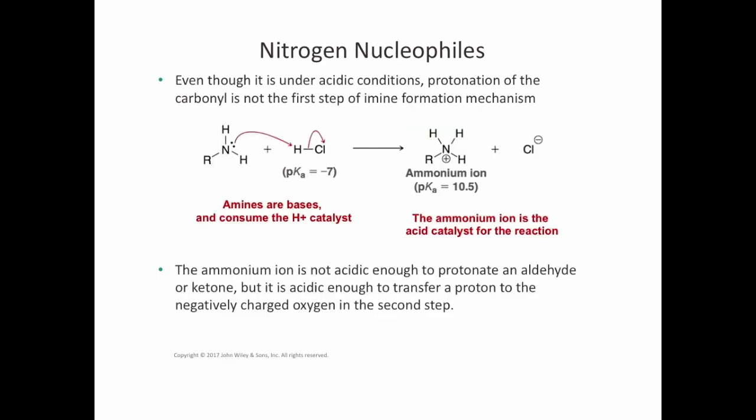Now, even though this is under acidic conditions, protonation of the carbonyl is not the first step as you might have imagined. In fact, amines are such good bases that they actually react with the acid first to form an ammonium ion. And then that ammonium ion is the acid catalyst used in the reaction. This ammonium ion is not acidic enough to protonate an aldehyde or a ketone, but it is acidic enough to transfer a proton to the negatively charged oxygen in the second step.